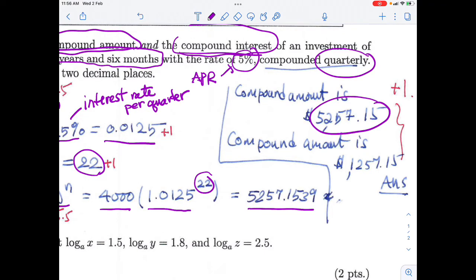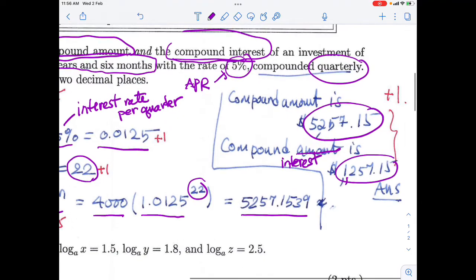Compound interest, you subtract the principal from that amount, you get $1,257.15. Okay, so this problem is worth 4 points.